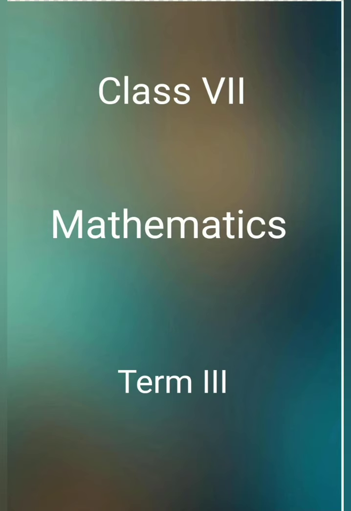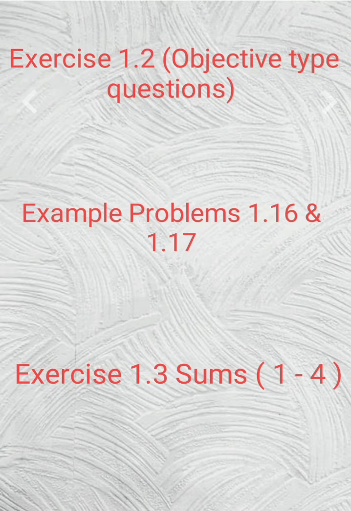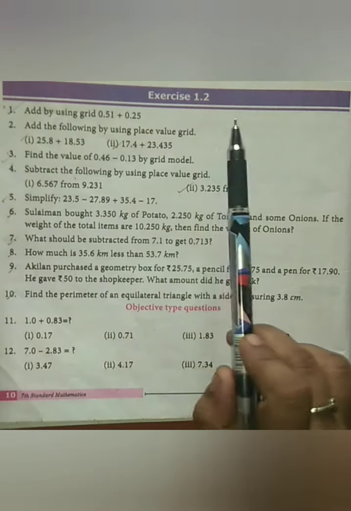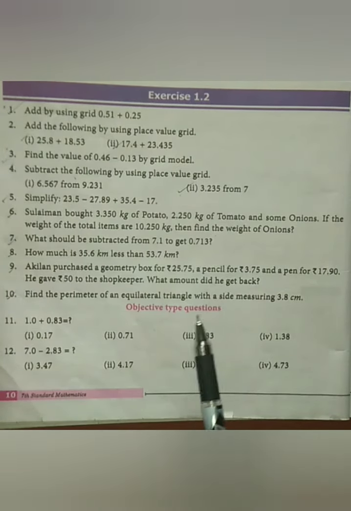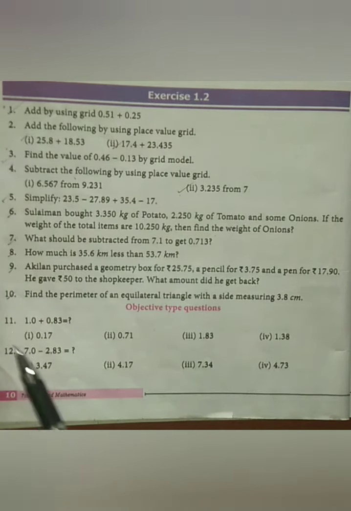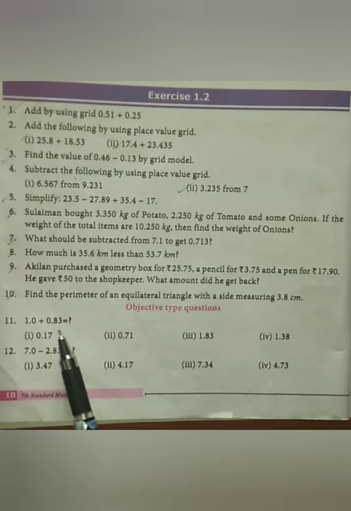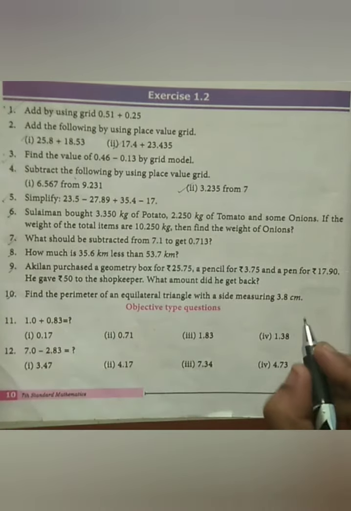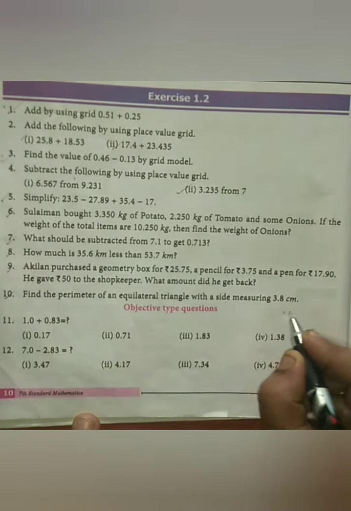In today's class, we are going to solve objective type questions in exercise 1.2 and a few problems under the topic multiplication of decimals. Page 10, exercise 1.2, objective type questions. 11th question, 1.0 plus 0.83 is equal to what? We have to find the answer. So add two decimal numbers.